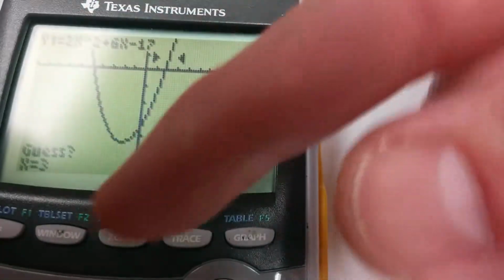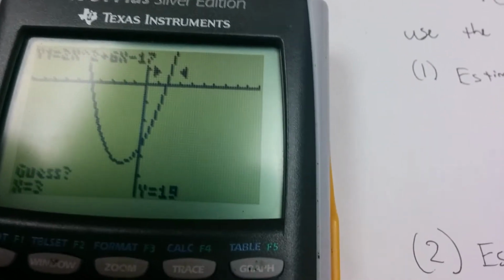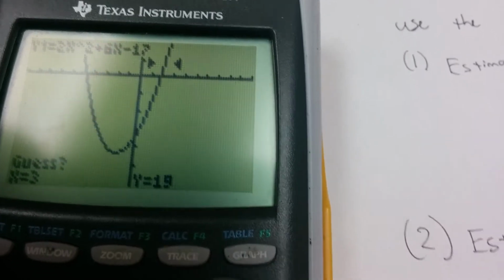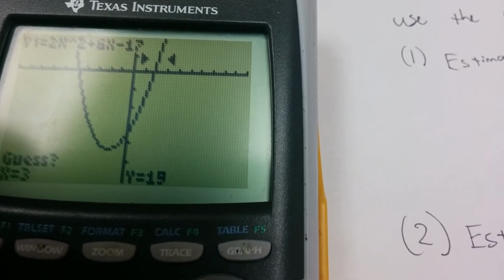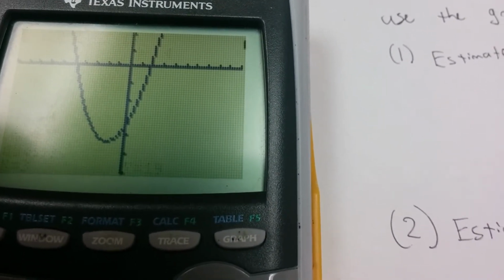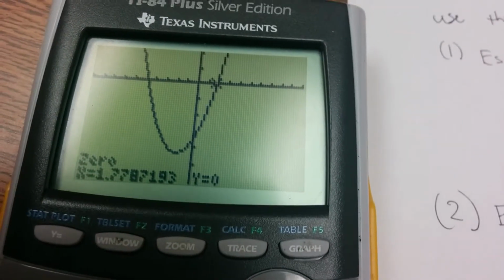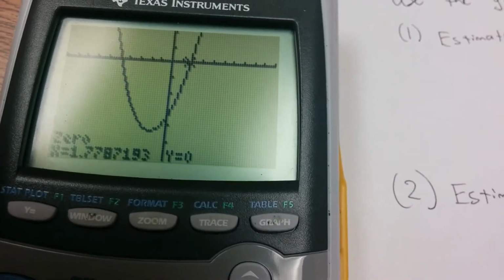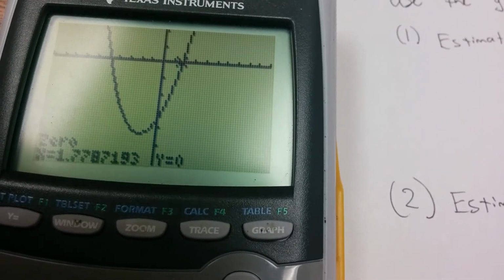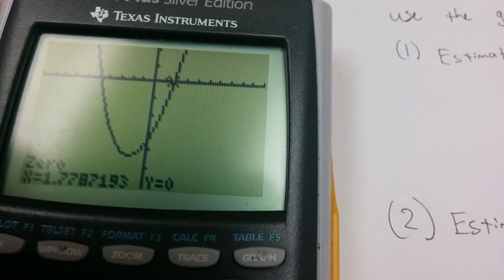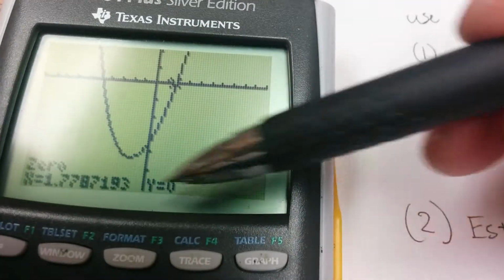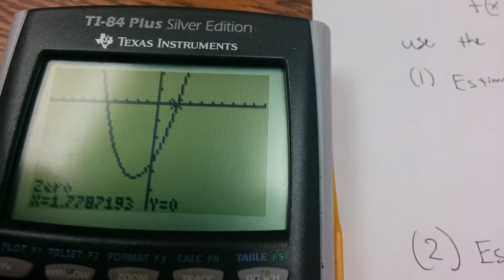If you want, you can type in a guess at this point, but it doesn't really seem to make any difference in the calculator's ability to find the 0. So I'll just press enter. And after a second, it gives us the other x-intercept, which would be approximately 1.78, 0. Okay, notice the x and y coordinate are always here after it finds these things.